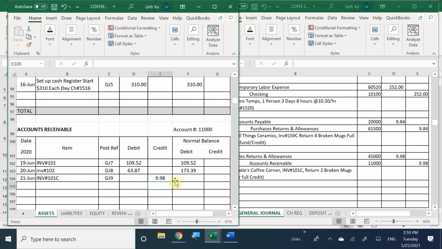Good. So then what's my running balance? 163.41. Okay, so this is the total amount of accounts receivable, okay? Not this particular invoice. This is the total amount. So that means you have outstanding customers owing you a total of 163.41. Okay?